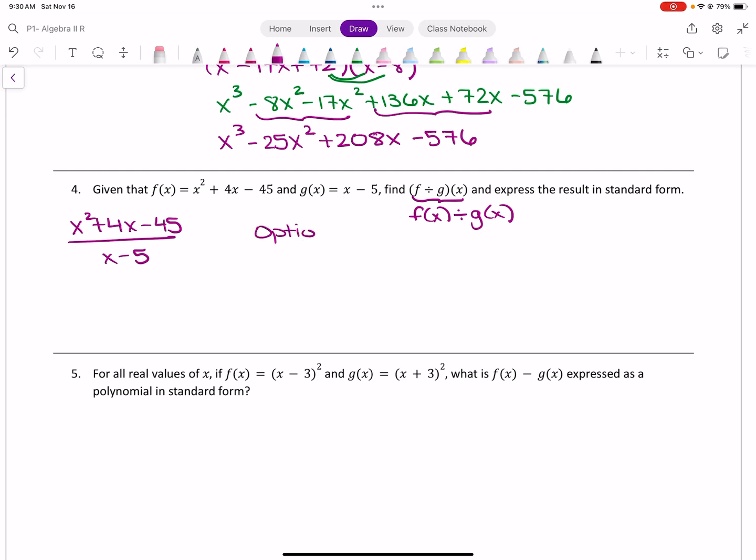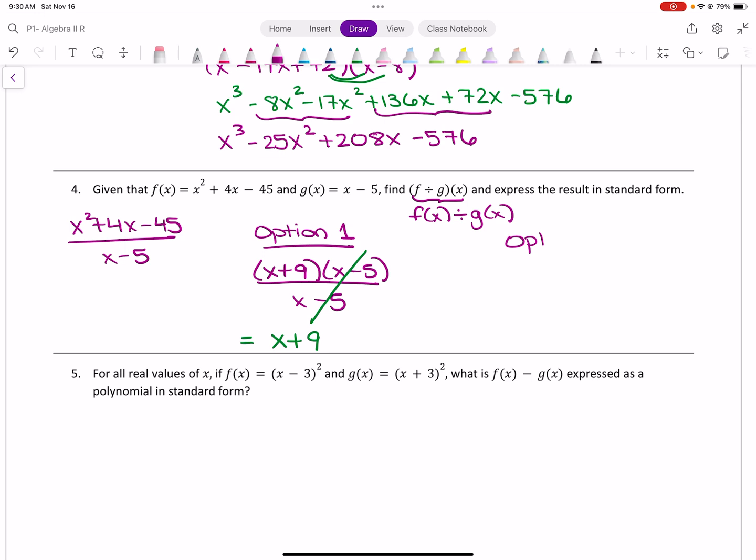These are simple operations, so you can do it with our simplifying rationals that we did, where we factor the top, AM method, add to 4, multiply to negative 45, should be x plus 9, x minus 5. On the bottom, we have an x minus 5, so they cancel. So your answer is just the x plus 9.